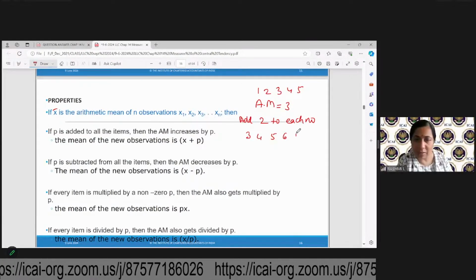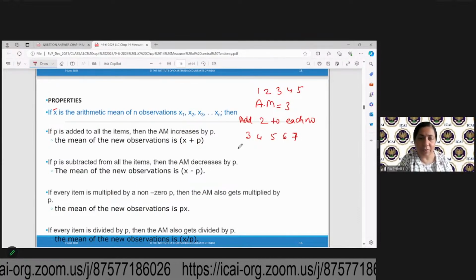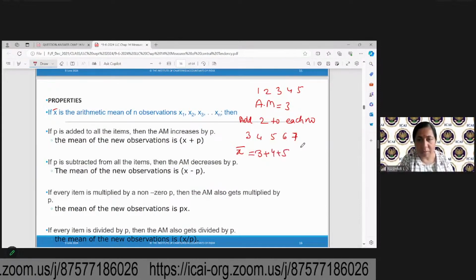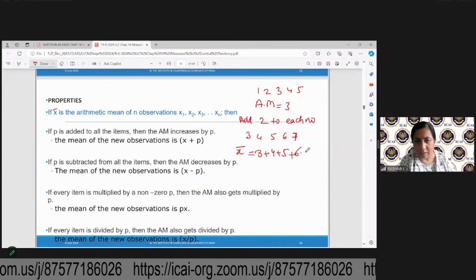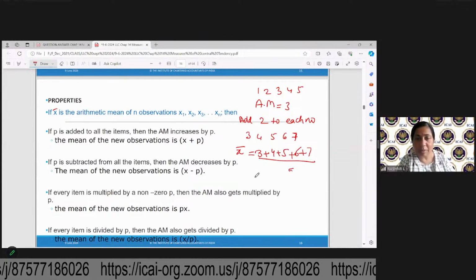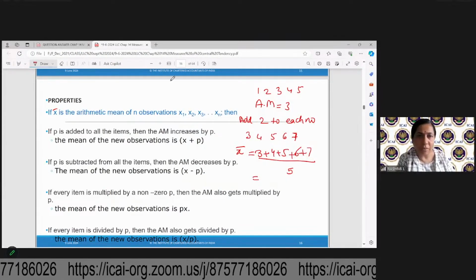Now if I find x bar, can you tell me? 3 plus 4 plus 5 plus 6 plus 7 upon how many numbers are there? 5. Can anybody tell me what the answer is? 3 plus 4 plus 5?